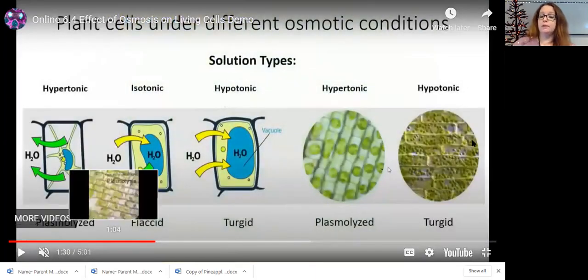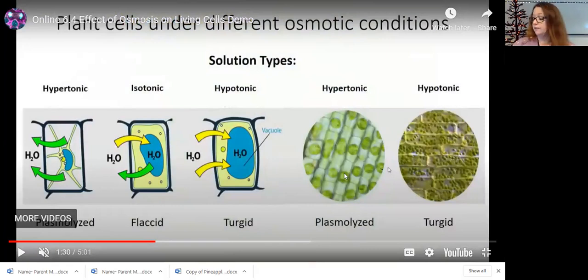So this is plant cells. I'm going to do a physical hand-drawn demonstration of this exact same material. But in a hypertonic solution, that means there's more solutes than water outside the cells.